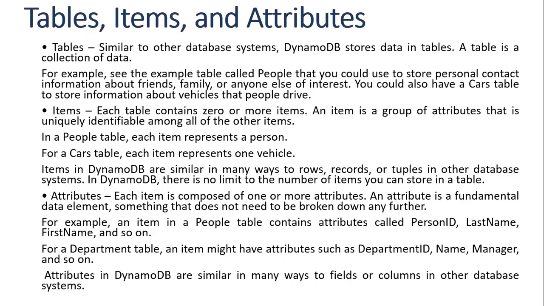Next point we are going to discuss is regarding tables, items and attributes. Generally, records will be there for a table, but in NoSQL the relation will be between tables, items and attributes. Similar to other databases, DynamoDB stores data in tables. A table is a collection of data.